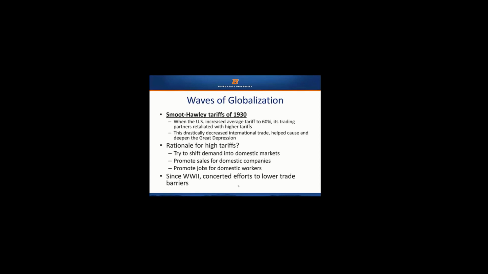Huge increases in the amount of tariffs. Average tariffs increased 60%. That was U.S. tariffs on imported goods. Our major trading partners retaliated with high tariffs on our goods, and international trade was dramatically reduced. One of the major causes of the Great Depression.